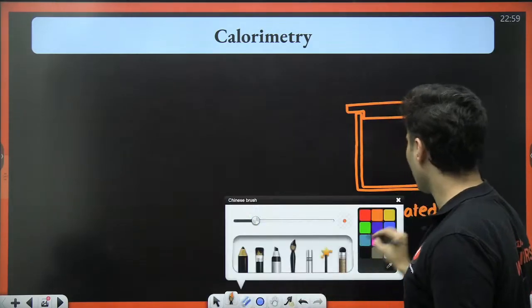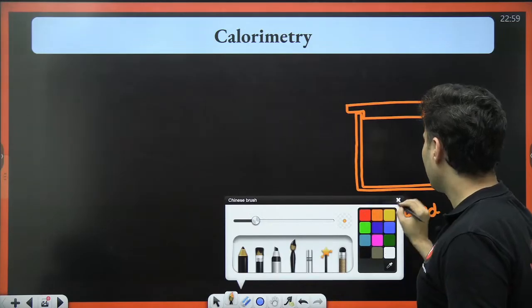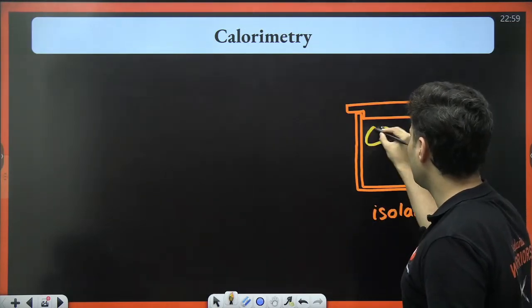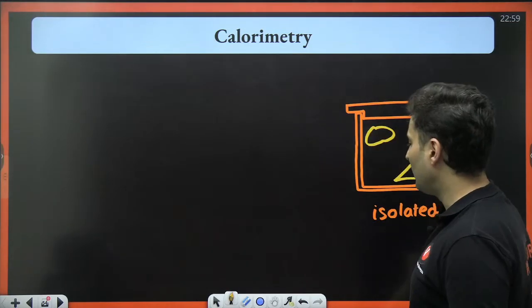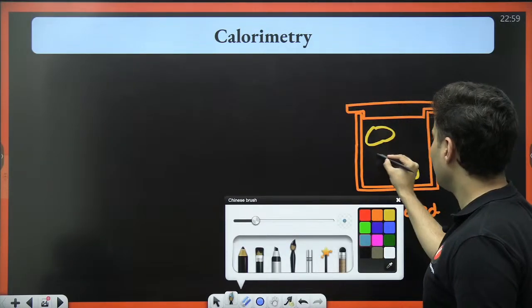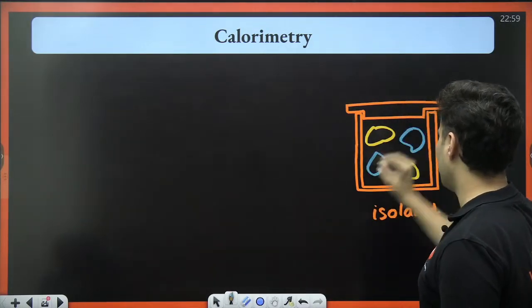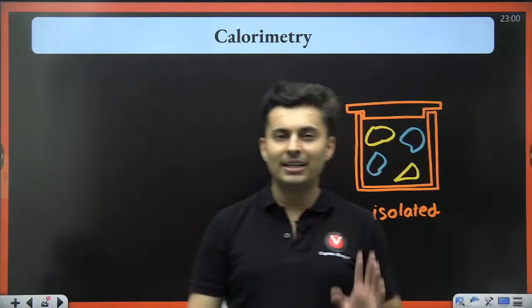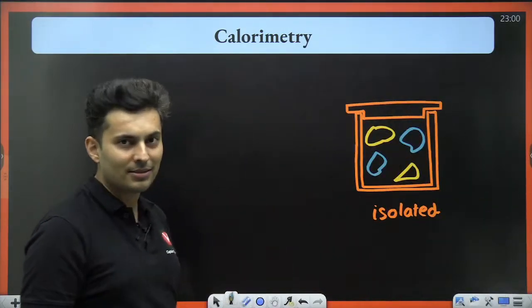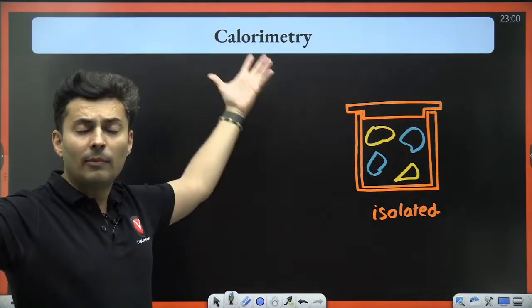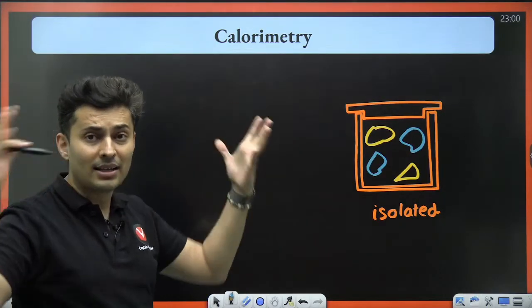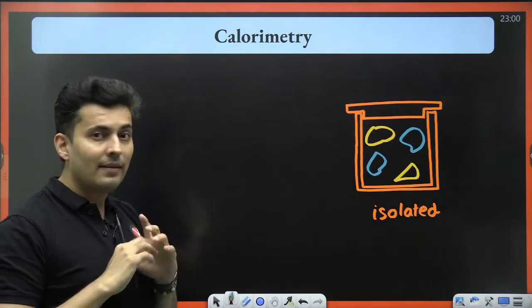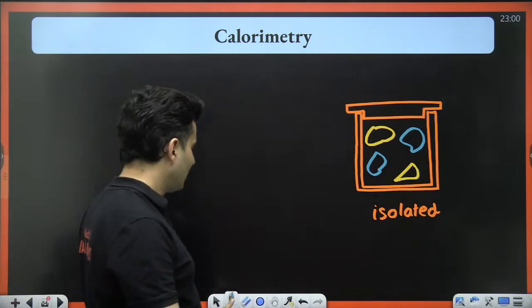There might be some really hot objects. There might be some really cold objects. You leave them inside the system. Isolated system. The heat can't go out, nothing can come in. Mass can't go out, mass can't come in. Eventually, equilibrium is achieved.